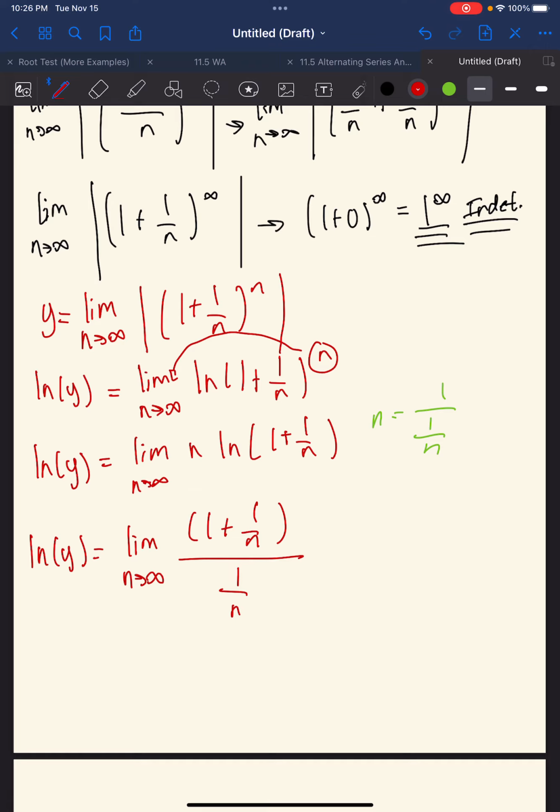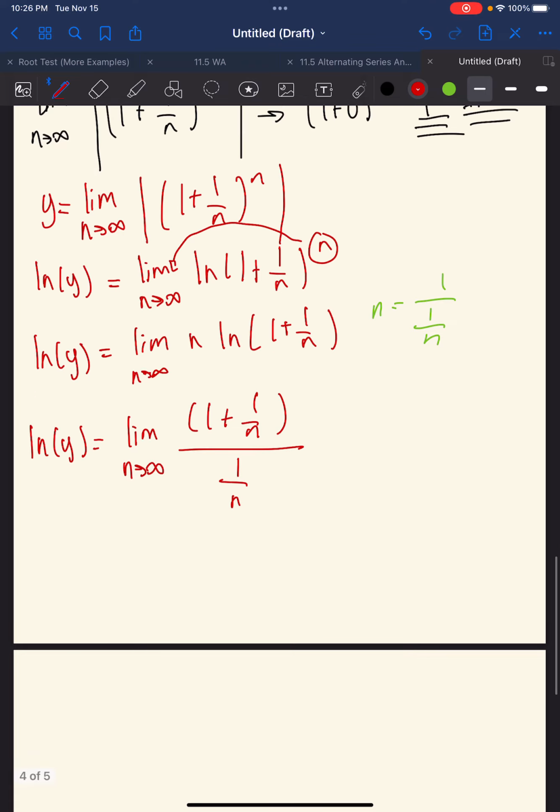If we plug in infinity right now, we do get an indeterminate form. So what we can do is use L'Hopital's rule, that's what LH is. That would be the limit as n approaches infinity of, I forgot the natural log here, 1 over 1 plus 1 over n multiplied by the derivative of the inside. The derivative of 1 over n is negative 1 over n squared.